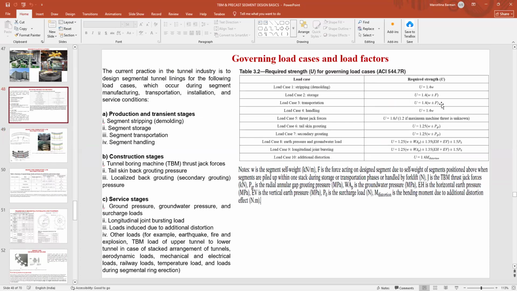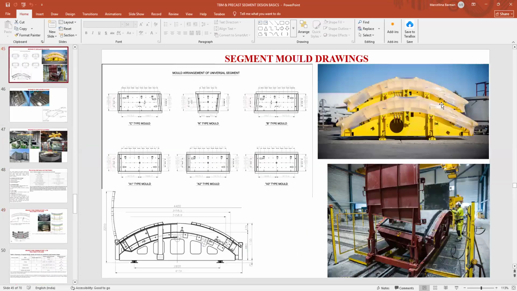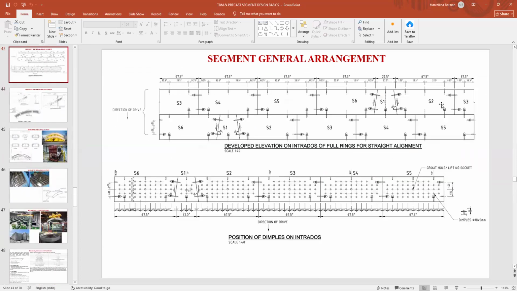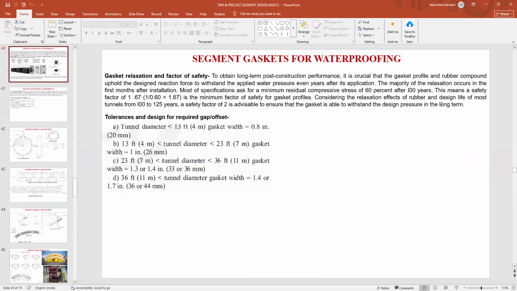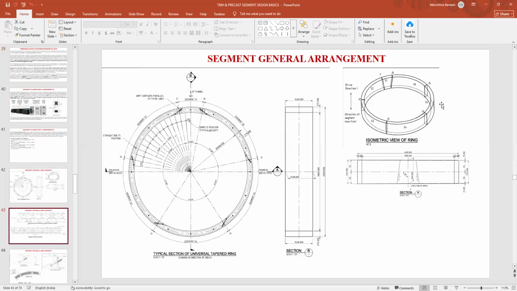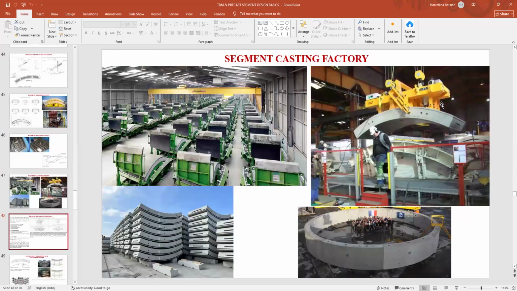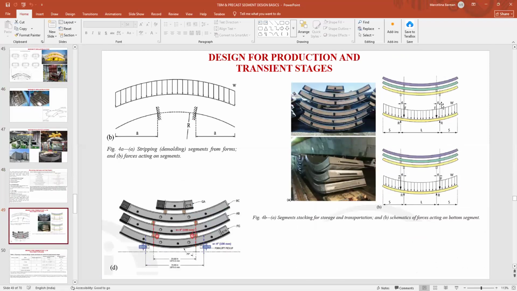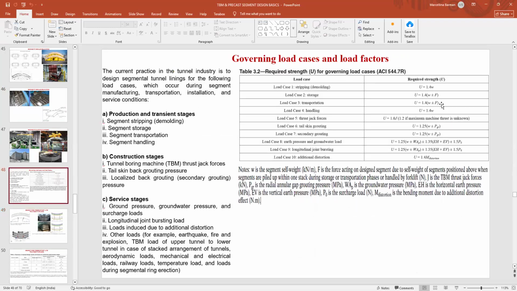Transportation means you are taking the segments to the TBM shaft, and then you are lowering the segment. Next step is the handling of the segment. Handling means you have to lower the segment. As I told you earlier, there is an erector socket in the segment with which we lower the segment, and then these segments are handled by the TBM. There is a robotic arm of the TBM through which these segments are handled. Now, the segments are placed one by one. So there are stages: molding, demolding, storage, transportation, and handling.